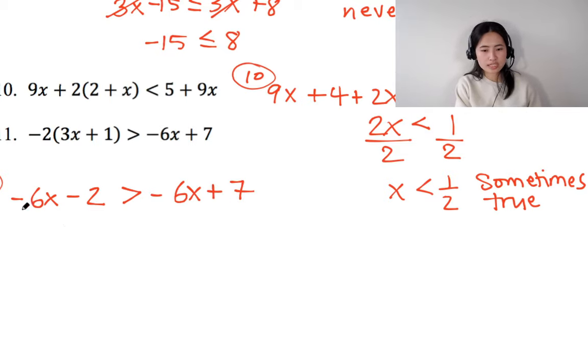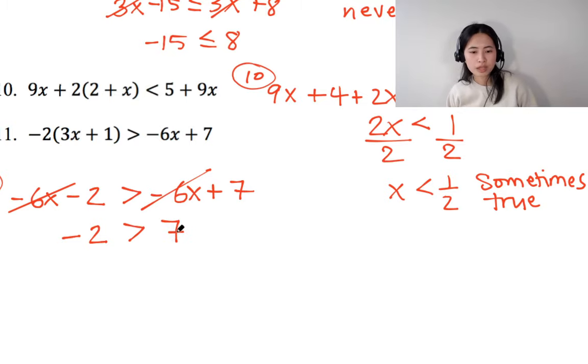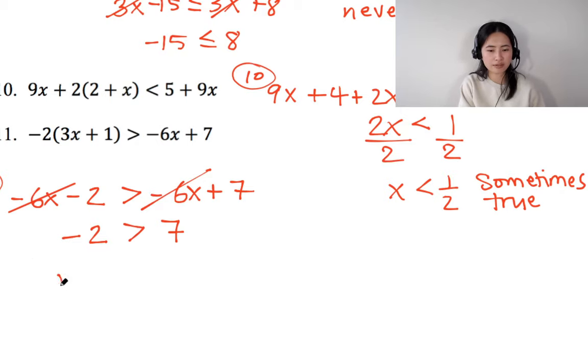So as you can see, you have negative 6x here and a negative 6x here. When you move the negative 6x to the opposite side of the equation, you get positive 6x, so this is going to be 0, because you can cancel out. And then this is negative 2, which is greater than 7. So can you say that negative 2 is greater than 7? No. So that's why this is never true.